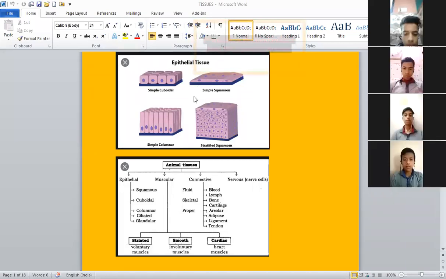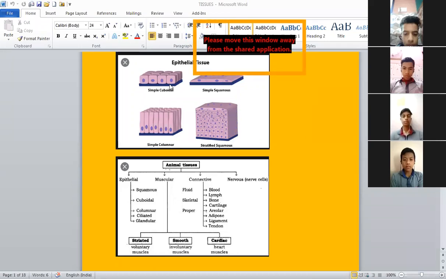Then we'll study about cuboidal. This is simple cuboidal. The cells are like cubes. They consist of cube-like cells which appear polygonal in section. They have a centrally located nucleus. This is the nucleus which is centrally located.